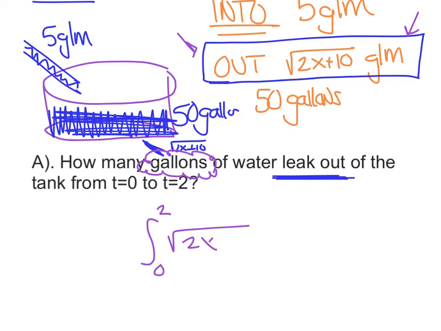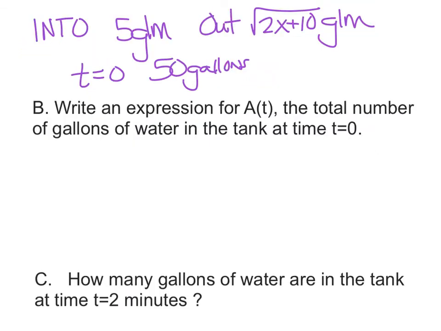Radical 2x plus 10. Make sure you put a dx on there to identify the variable that we're integrating. And again, we're just going to throw that in our calculator. I think it's 6.920, and you can verify that on your own. Gallons. All right, easy enough for part A. Now we're ready to tackle part B.